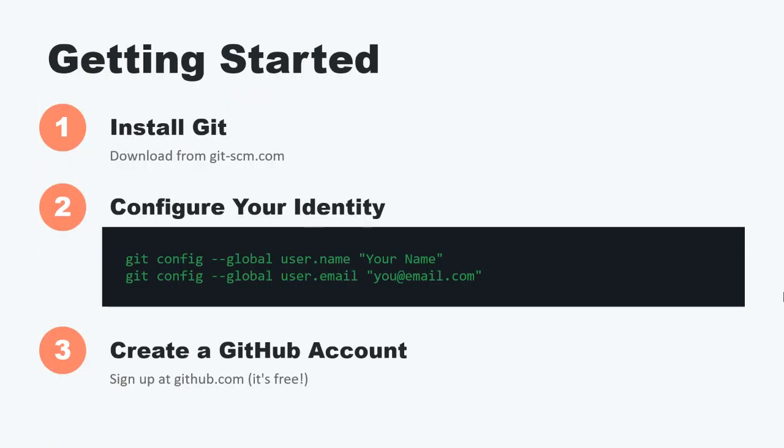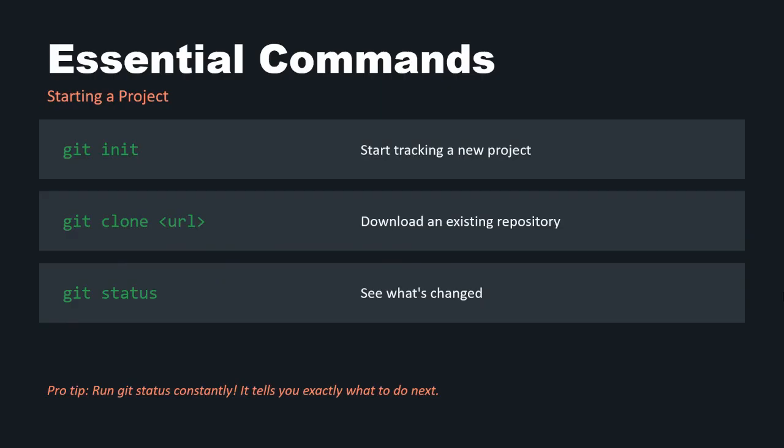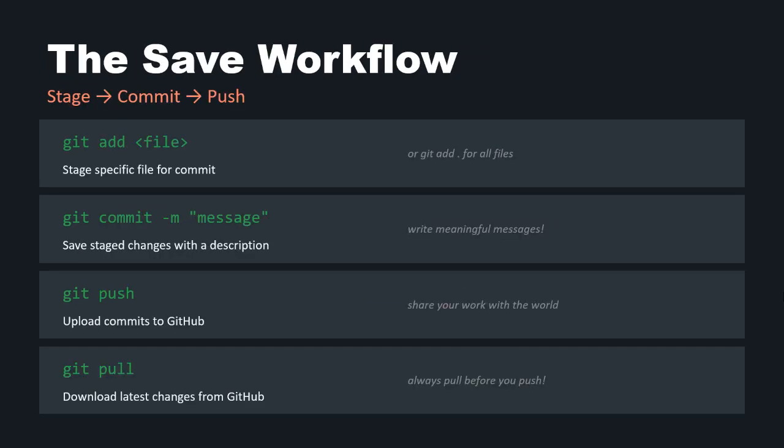So getting started, you can install Git from git-scm.com and you configure your identity using git config and then your username and your email, and create a GitHub account. It's free. So the essential commands to create a Git repository is to use git init to create a new project, git clone to download an existing project, and git status to see what's changed. Use git status constantly. It tells you what you need to do.